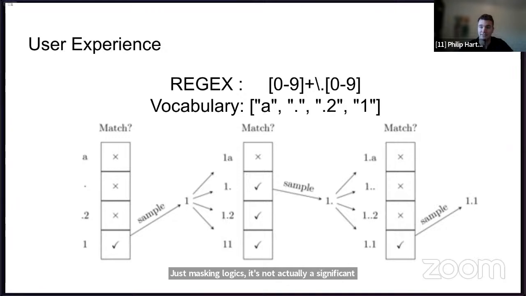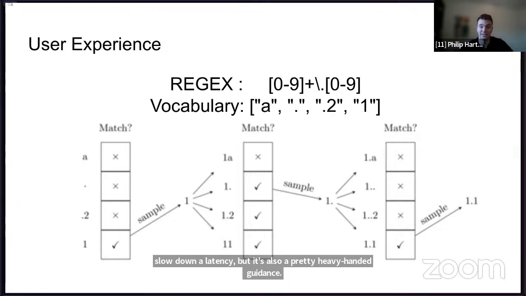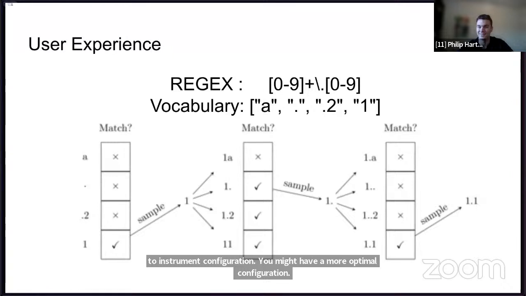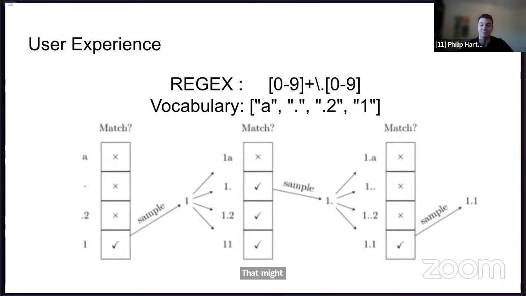it's also a pretty heavy-handed guidance. It's kind of all or nothing. That logit is or isn't included, which, depending on what you're guiding it for, can hurt accuracy. Let's go back to instrument configuration. You might have a more optimal configuration that might sometimes be risky. If you set certain things too high, you could damage the equipment you're working with. Even though it might be optimal in some cases, this is the trade-off: it's less accurate, because here we are just saying, no, you're not allowed to output this option. And that leads into the trade-off of accuracy and consistency she talks about in the book. At this point, speed isn't really an issue, but that'll come into play in the next ones.